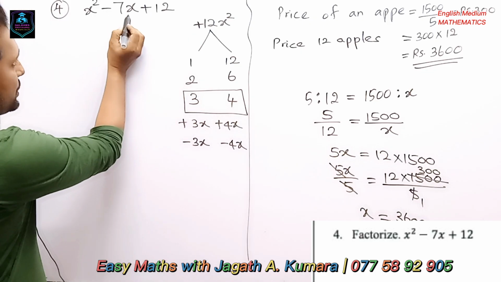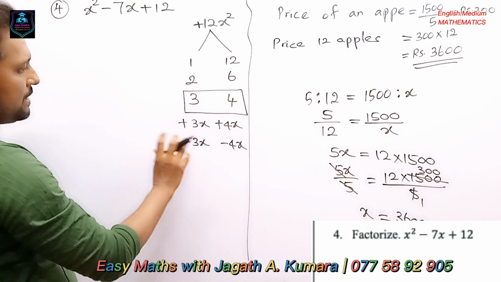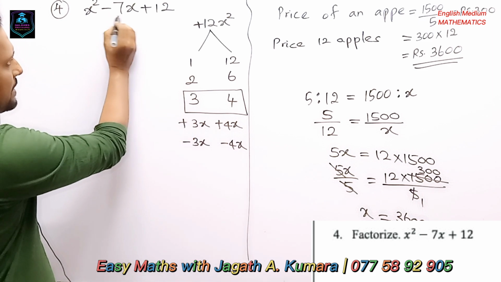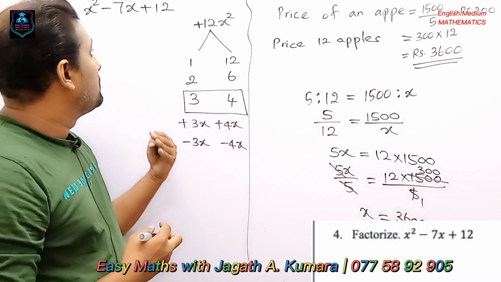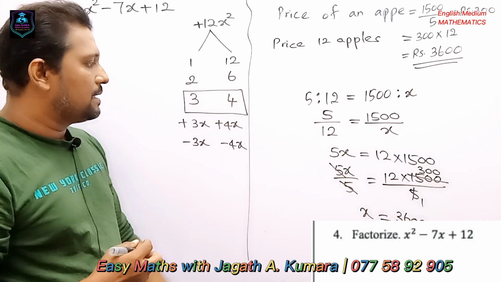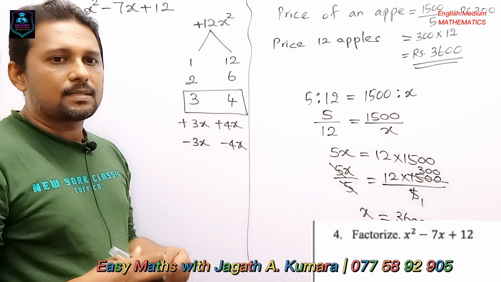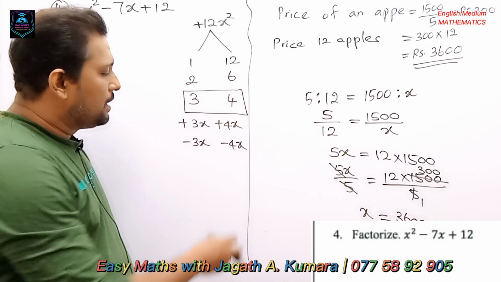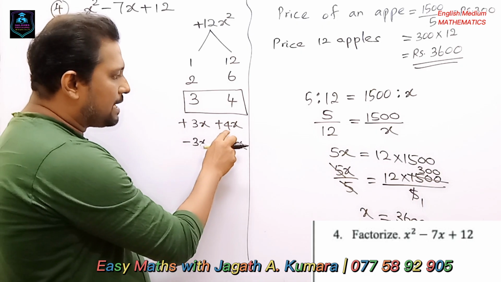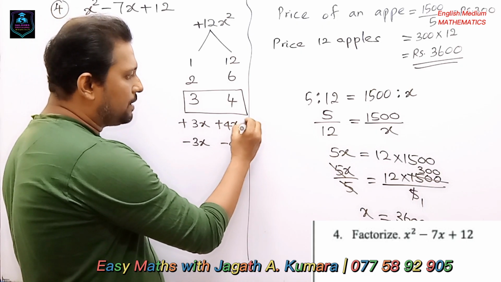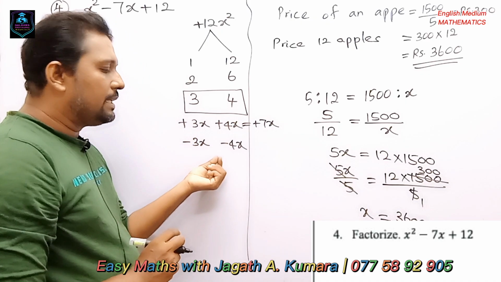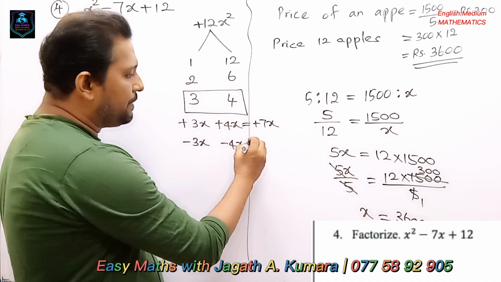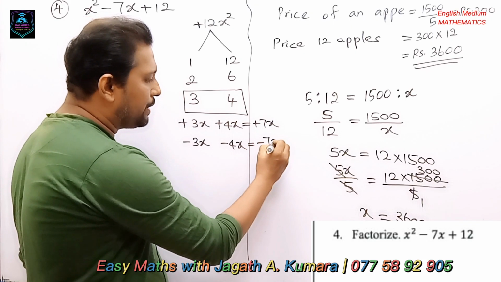The sum of these two terms should be minus 7x. When you add same signs directed numbers, the answer sign should be same, no? So when you add positive 3x and positive 4x, we can get positive 7x. When you add negative 3x and negative 4x, then we can get the answer as negative 7x.